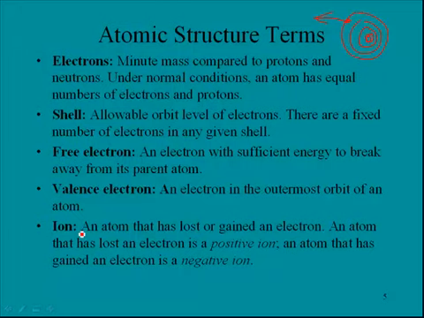Ion, an atom that has lost or gained an electron. So in the case of this, if this electron gets away from this atom, then this atom becomes what is referred to as a positive ion, because now it has more positive charges than negative. An atom that has lost an electron is a positive ion. An atom that has gained an electron is a negative ion.